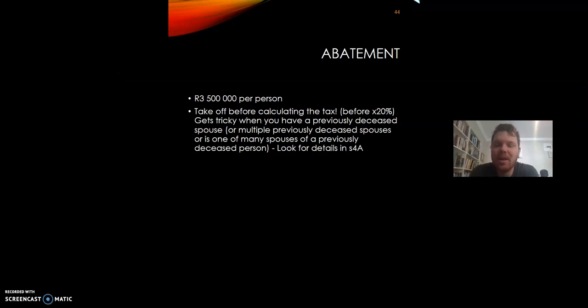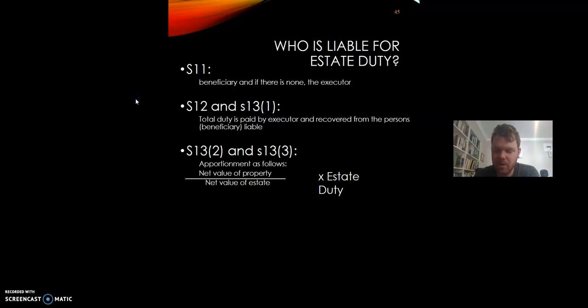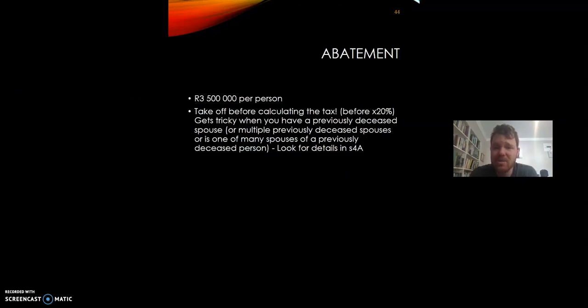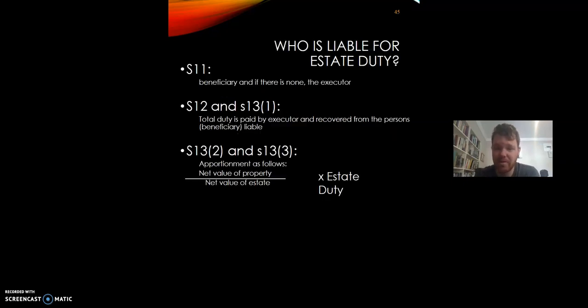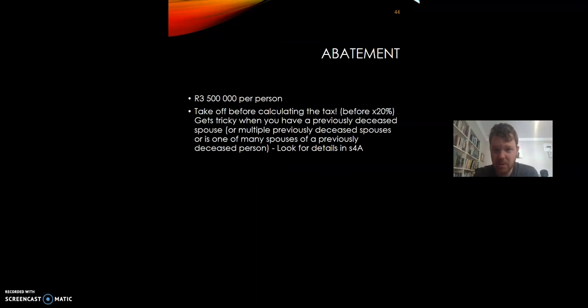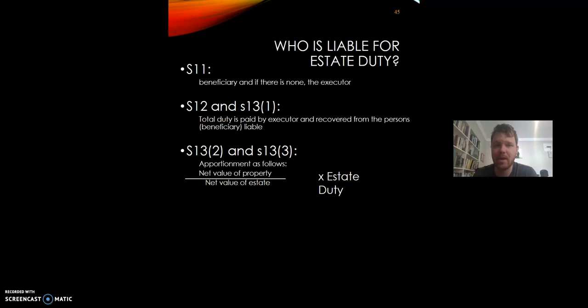Alright, this should just be the last little part of estate duty. Where we left off, we looked at the abatement. We said it's 3.5 million per person, and we said it comes off before you multiply by 20% or 25%. And we then spoke about the issues that we have when there are multiple previous spouses or you have more than one spouse at a time. Okay, details found in section 4, cap A.